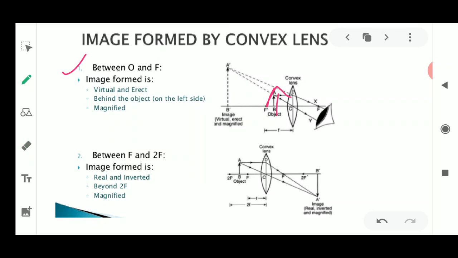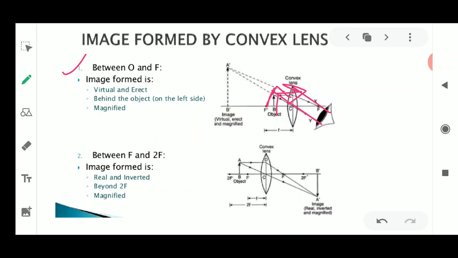Somewhere here the object is placed. Again, the first rule: a ray of light parallel to the principal axis will always pass through the focus after refraction. Similarly, the next rule: the ray of light which passes through the optical center is refracted and passes on from the optical center without any deviation. So this is the image formation of the object when it is placed between the focus and the optical center.